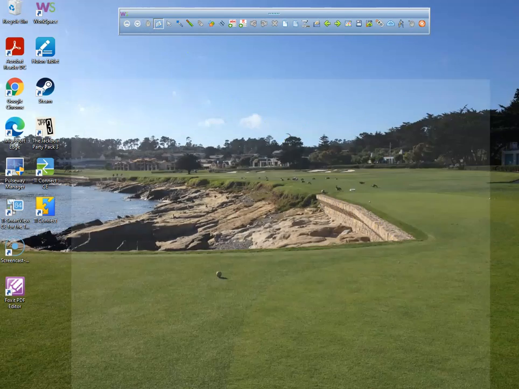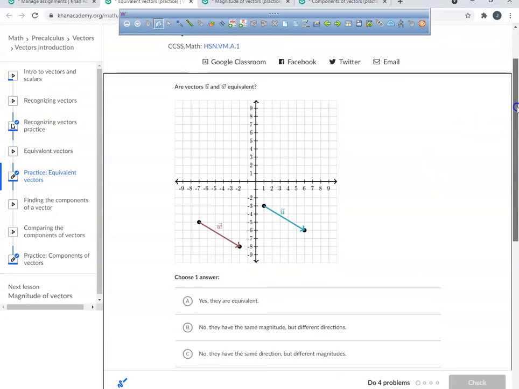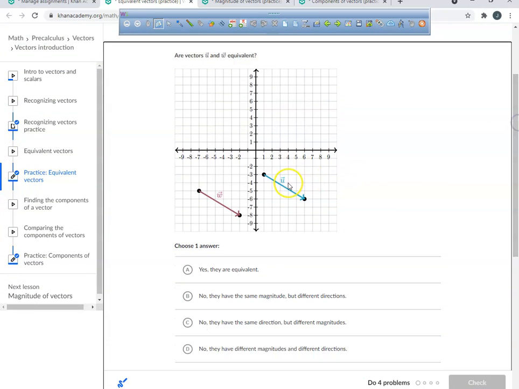Okay, so we're going to look at the Khan Academy. We're going to look. There's a beautiful golf course. Played it.